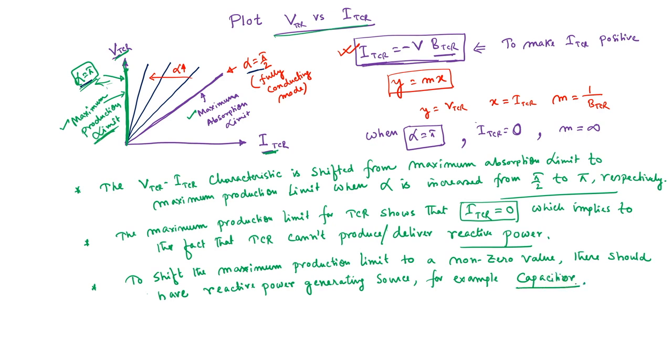So, if we have a capacitor along with this TCR, then we can shift this maximum production limit to the non-zero region. That means that then the whole unit can produce the var, produce reactive power, as well as absorb the reactive power. And this is a different type of TCR. Regarding that TCR characteristics, I will discuss in the next lecture. So, in the next lecture, I will discuss different forms of TCR in order to specifically shift this maximum production limit from this zero axis or y axis to the negative axis, which means that there should be some non-zero value of var that the whole unit can produce along with some reactive power absorption capability of the TCR.